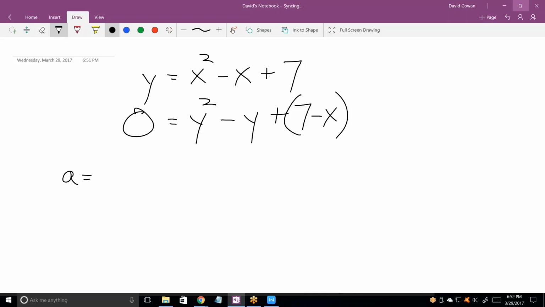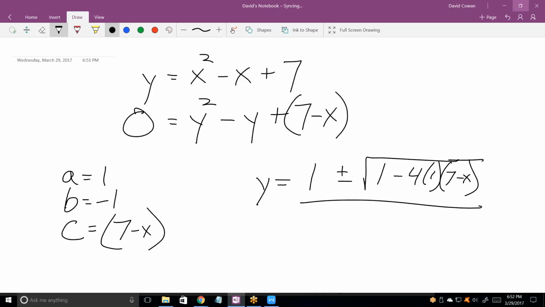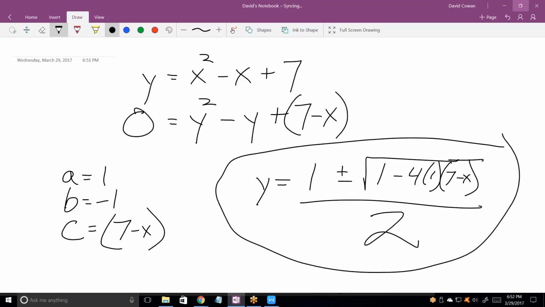A is 1, B is -1, and c is 7 minus x. So I'm going to plug it into my quadratic formula. Y equals negative b plus or minus the square root of b squared minus 4 times 1 times c, which is 7 minus x, all over 2. That's my answer for y inverse. I mean, I can simplify it a little bit, but not a lot.